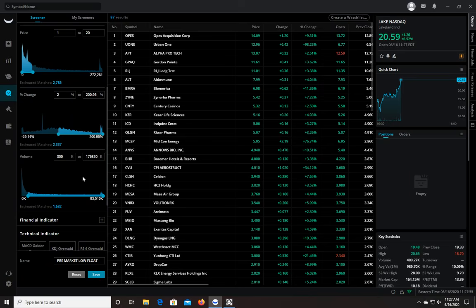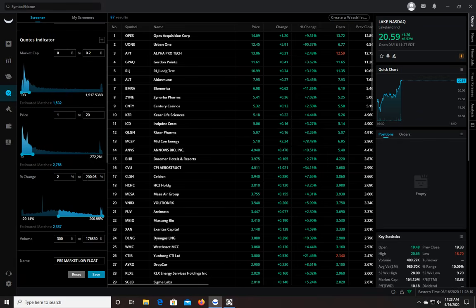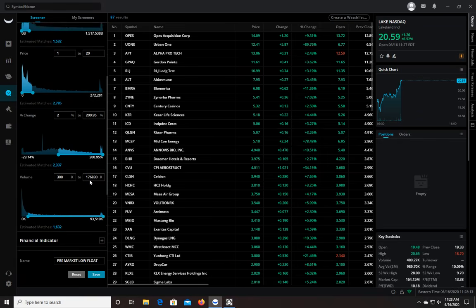One thing I want to say is that this is my pre-market low float scanner. That doesn't mean I use it to trade during pre-market. I just use it to see what happened in the pre-market so that I know if I want to trade it as soon as the market opens. Okay, so those are the basic parameters that you want to have set up.